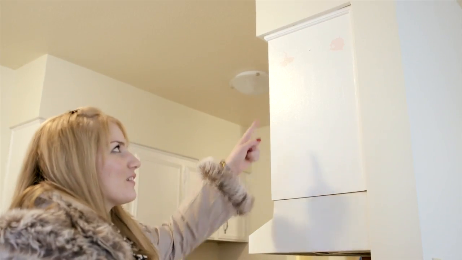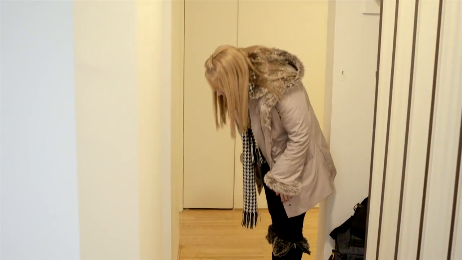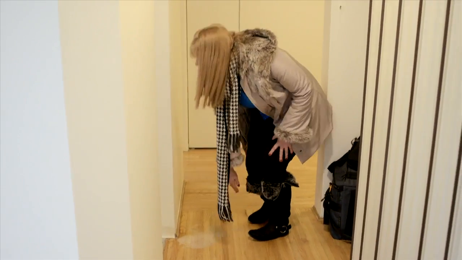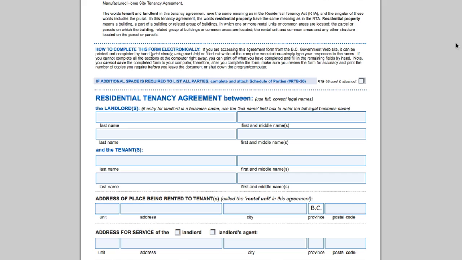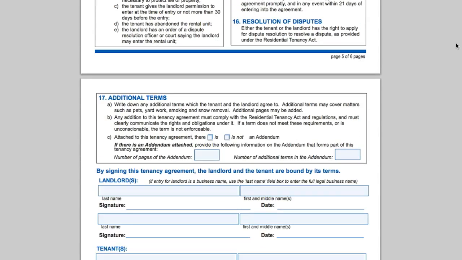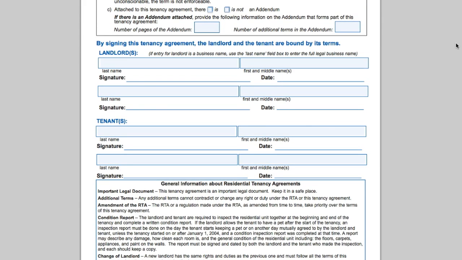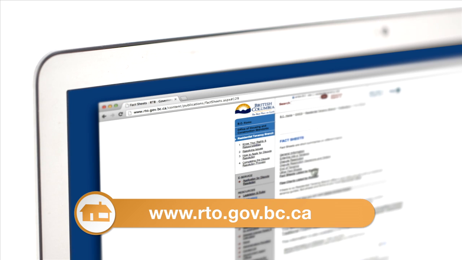Before you sign the contract, check the rental space carefully, making a list of any damage you find, and have the landlord sign this list. This will help to ensure you get your damage deposit back after you move out. It is illegal for landlords to collect money before a tenancy agreement has been signed. Do not rent from a landlord who asks for an application deposit. For information on your rights as a tenant, visit the Residential Tenancy Branch website.